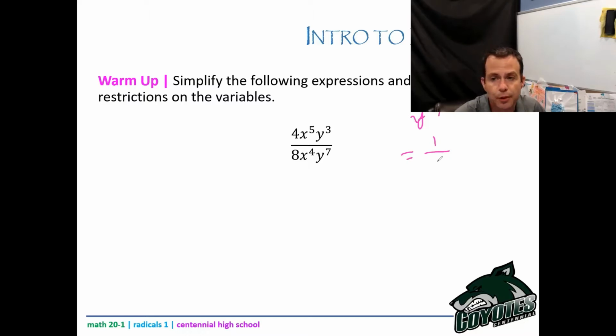That will equal 1 over y to the 4, positive 4, okay? So a negative exponent tells us to flip the base, and then when I flip the base, the exponent becomes positive, okay?